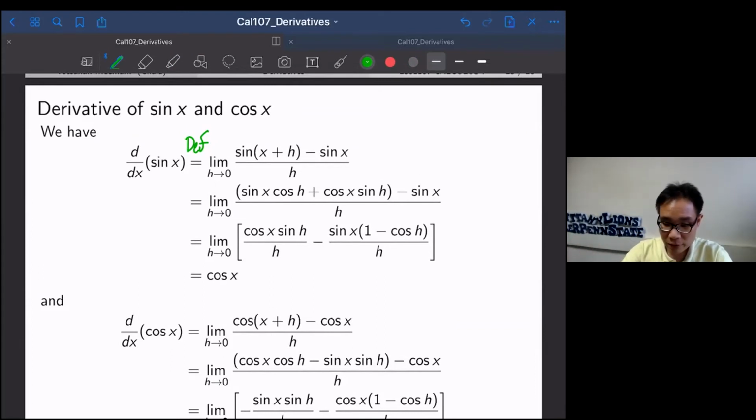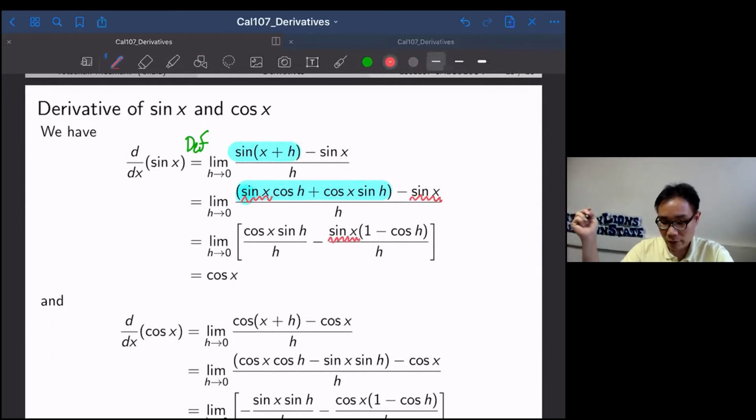And sine of x plus h turned out to be sine x cos h plus cos x sine h. This comes from the trigonometric identity formula. Okay, and you see that you'll be able to simplify this one. So you're going to group sine x together. You have this sine x and you have this sine x, so you're going to group it together.